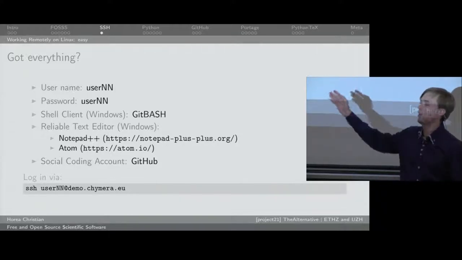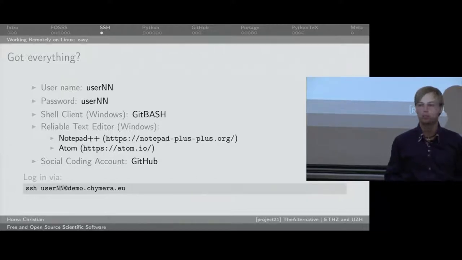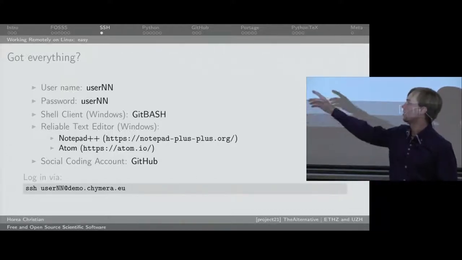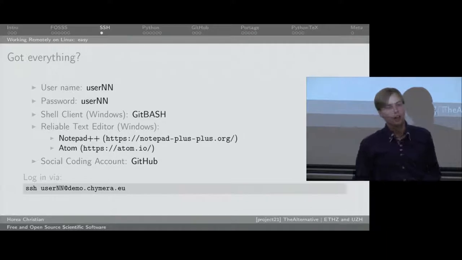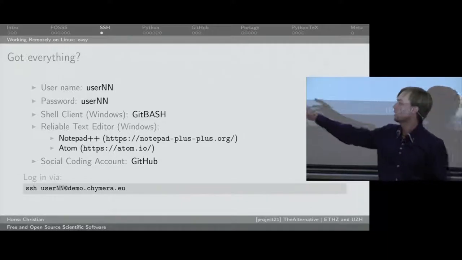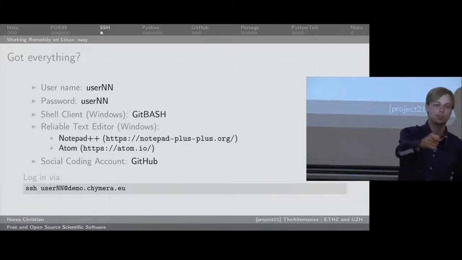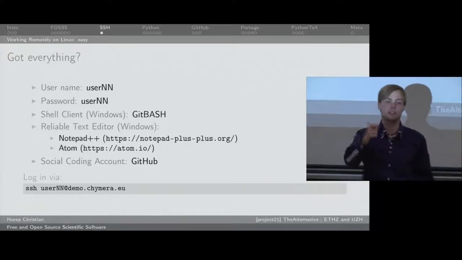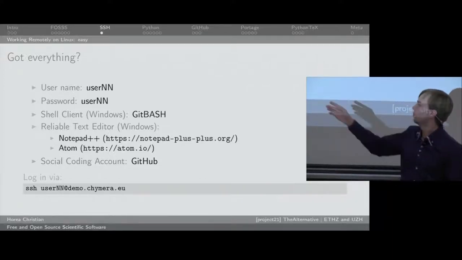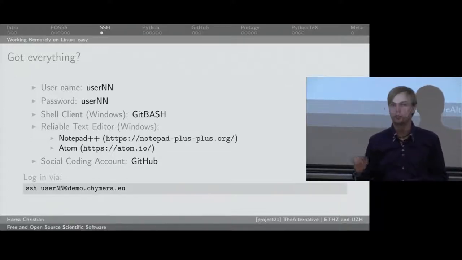So I told you that we have a cluster server prepared for you. The address is demo.chimera.eu, and you can log into it via SSH, with your username, so user NN. NN is the number, so if you got the number 1, you're 11. If you got the number 10, you're 20. And please log into that and tell me if you're having any troubles.